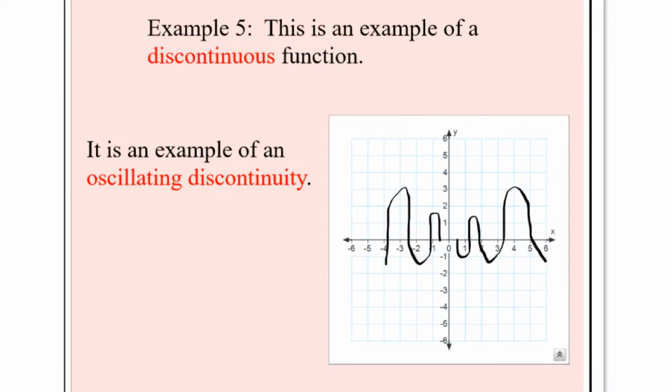This last example is our last discontinuity. It's sort of a rare one. You don't really see it very often. It's called an oscillating discontinuity. So what are the 4 again? We got removable, we have jump, we have infinite, and we have oscillating. Removable, jump, infinite, and oscillating.